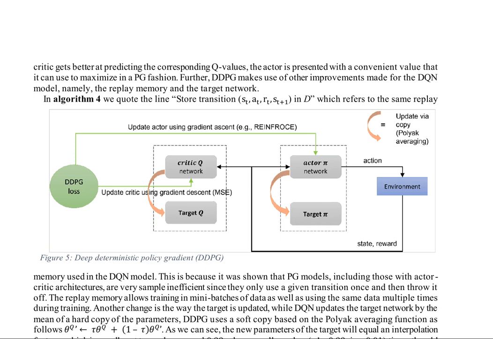As the critic improves in predicting Q values, the actor receives a convenient value to maximize in a policy gradient fashion, allowing the actor to learn from the critic's predictions. DDPG incorporates key components from DQN, including replay memory and target network. The replay memory, as shown in Algorithm 4, stores transitions and reuses them during training, addressing sample inefficiency issues inherent in policy gradient methods. The target network is updated using the Polyak averaging function, which interpolates between old and new parameters, resulting in a soft target update that constrains the target network to change slowly, leading to improved performance.